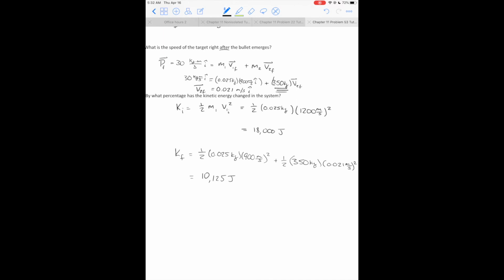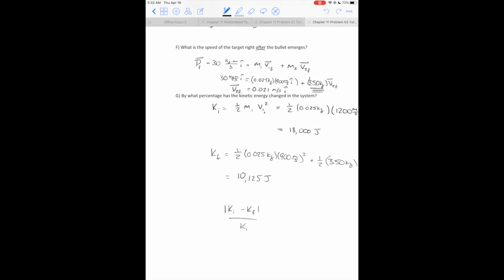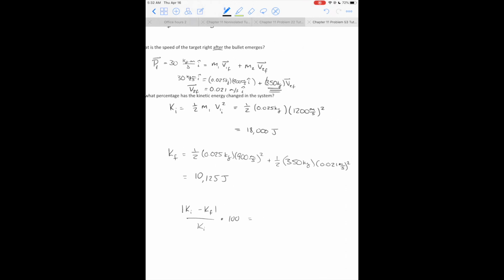If I think about the percent change, I can say Ki minus Kf, and I like to take an absolute value there, divided by Ki. That's going to give me a fractional change. If I really want a percent, I could multiply this by 100 to get a percentage. And I find that I get a 43.75% decrease in KE through this collision.